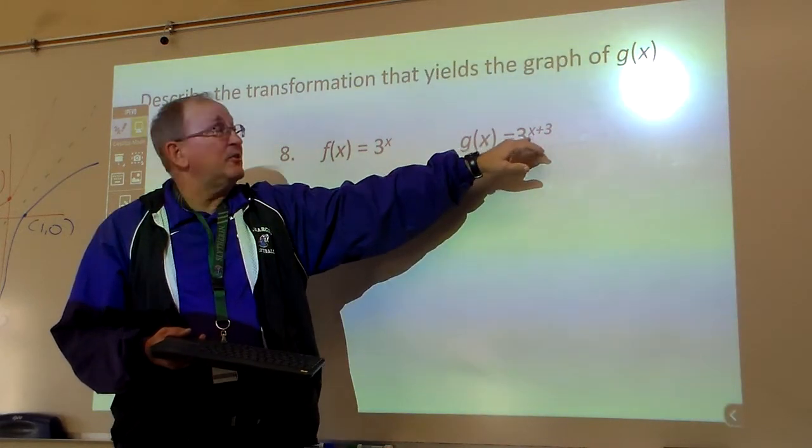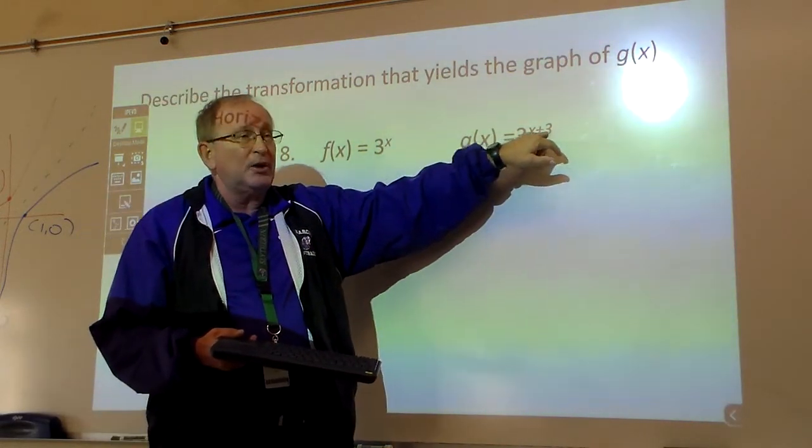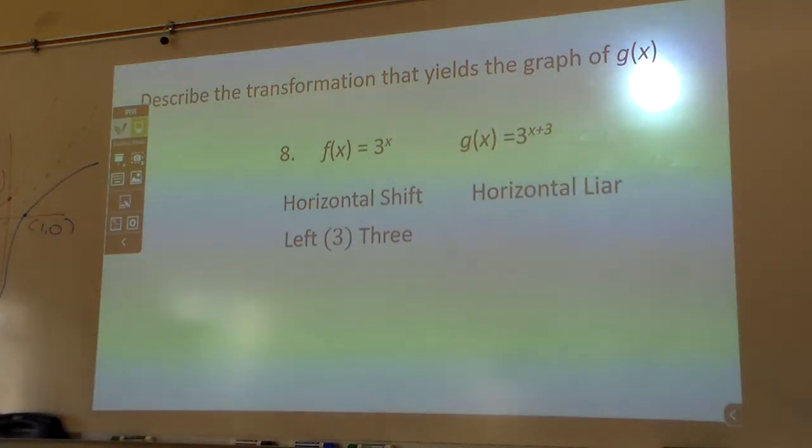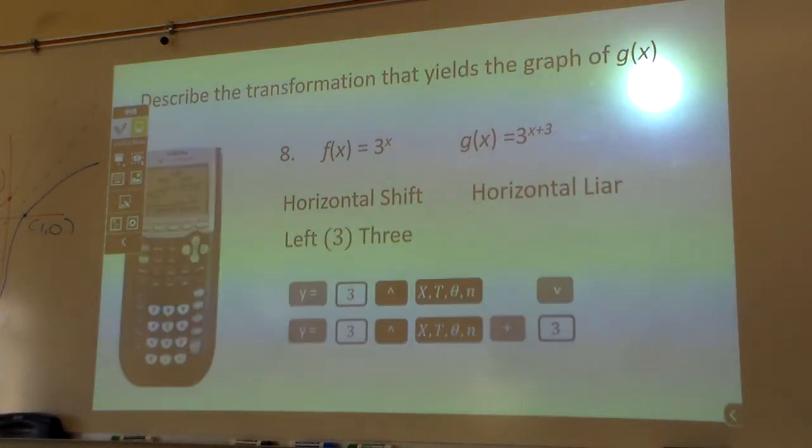And horizontal is the opposite, so it's not going to go right 3, but what? Left 3. It's going to go left 3, all right? So it's going to go left 3. This would be how you would type that into your calculator.